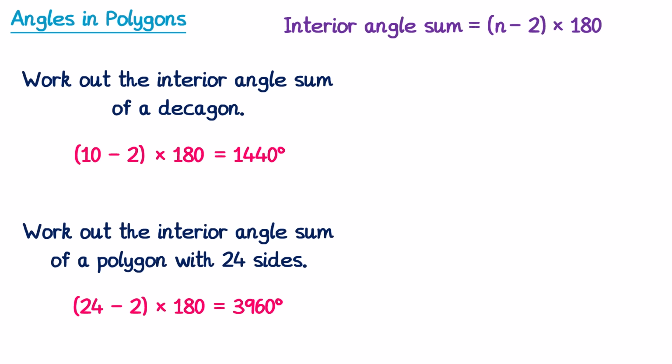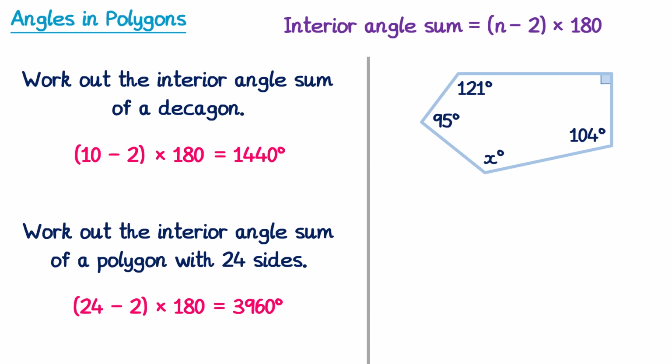Sometimes exam questions may require us to work out the interior angle sum, for example this question here. For this question we're looking to find the angle x. We can see that this shape is a pentagon since it has 5 sides. We can work out the interior angle sum of the pentagon using the formula. Let's replace the n in the formula with a 5. So it's 5 subtract 2 multiplied by 180, which gives you 540. This means all of the angles on the inside of that pentagon must add up to make 540 degrees.